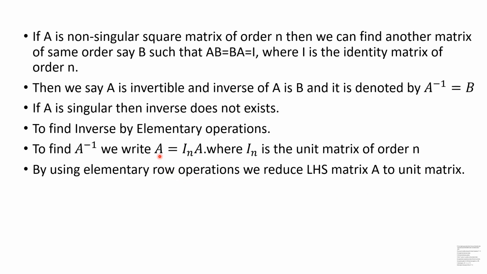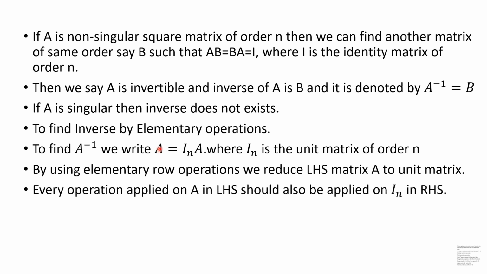Now we have to make use of a series of row operations to reduce this matrix A to the identity matrix. Row operation means you apply the series of row operations to reduce the matrix A to the unit matrix. This LHS matrix A is this one. You have to apply the row operations on this one to make it unit matrix. Next, what are all the operations you have to apply here?